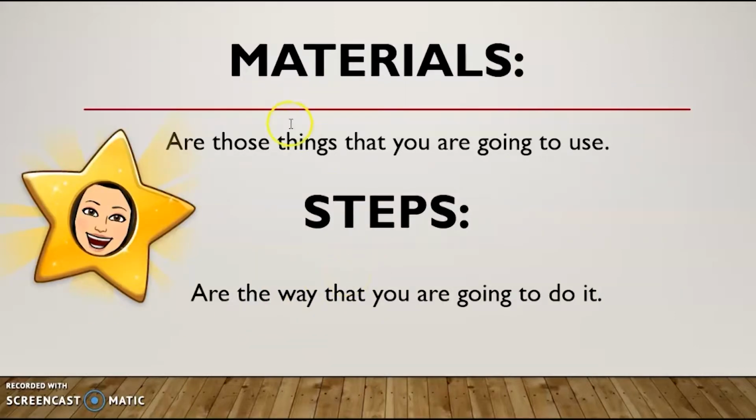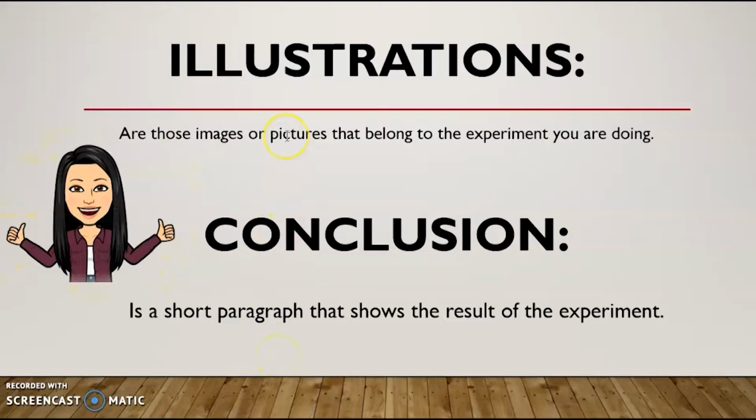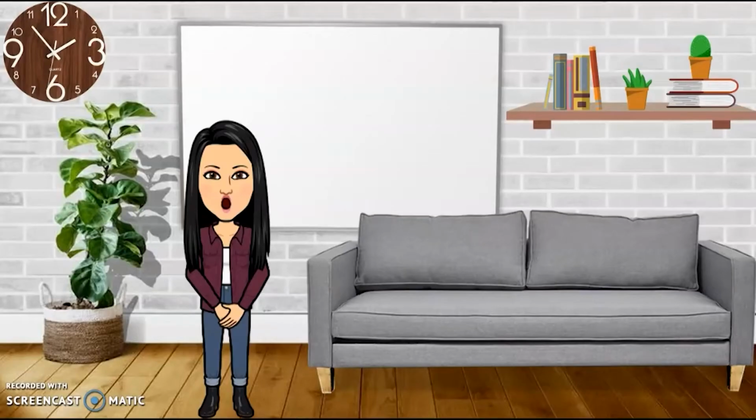Now, let's continue with materials. Are those things that you are going to use? Steps are the way that you are going to do it. Let's continue with illustrations. Are those images or pictures that belong to the experiment you are doing? Then, finally, conclusion is a short paragraph that shows the result of the experiment. Okay, learners, hope you liked it. Thank you.